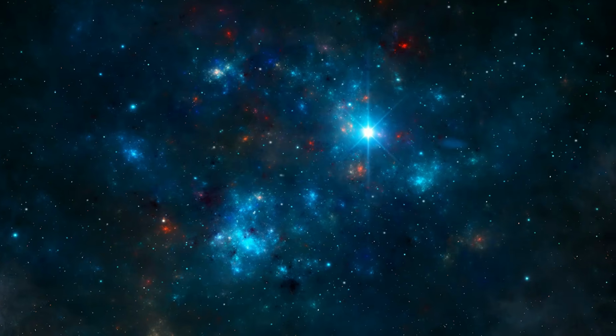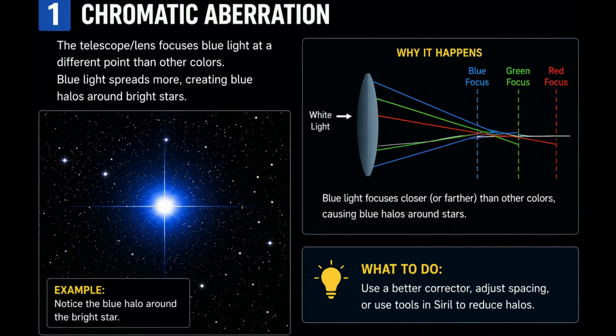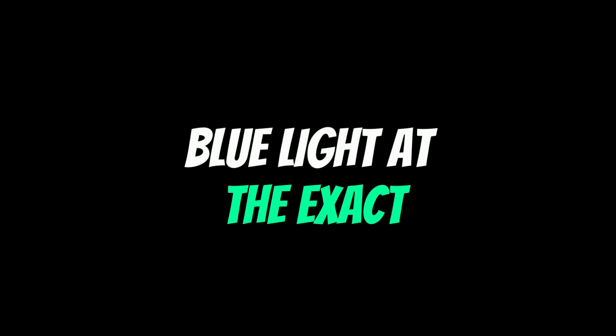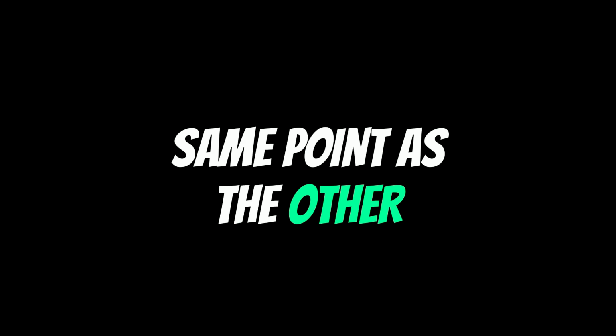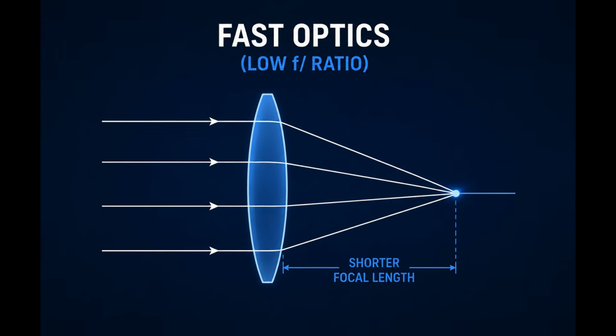Blue halos and blue fringing around stars usually happen for three main reasons. Number one, chromatic aberration. Your telescope isn't focusing blue light at the exact same point as the other colors. Very common with refractors and fast optics.